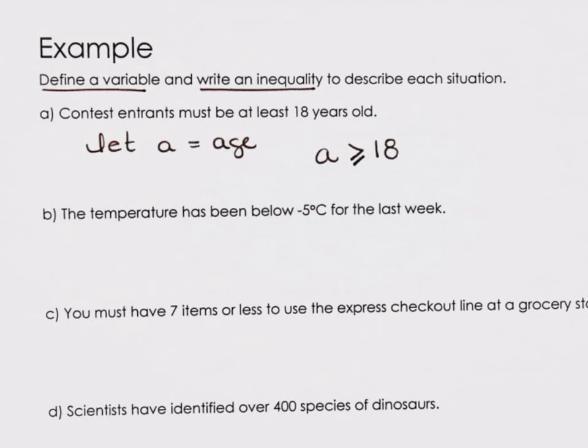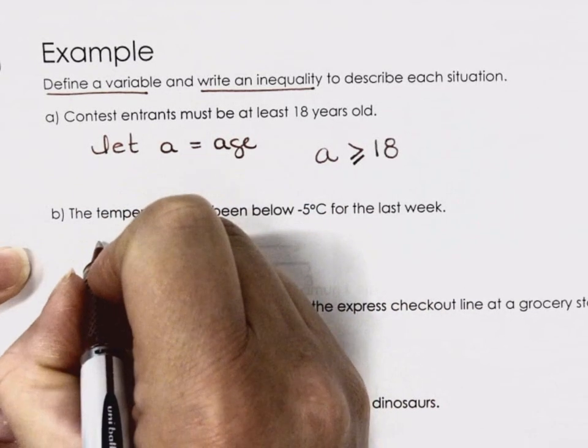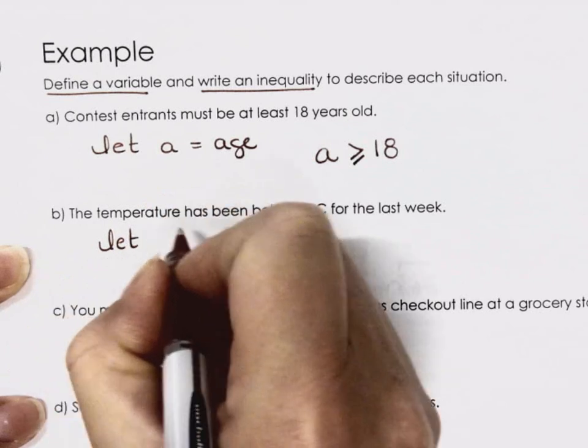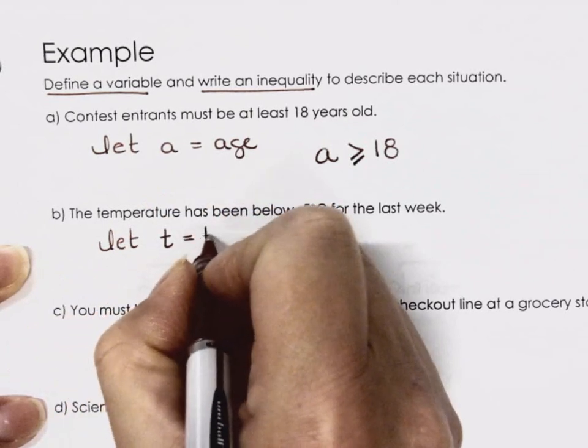The temperature has been below -5 for the last week. And I didn't say -5, I said -5, because that's really what it is. So we're talking about temperature, so we're going to say let T equal temperature.